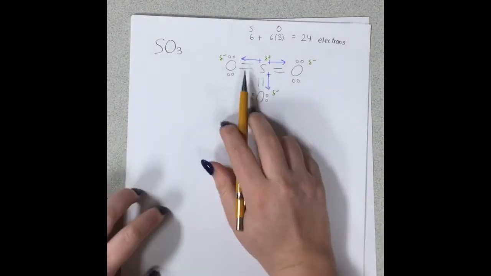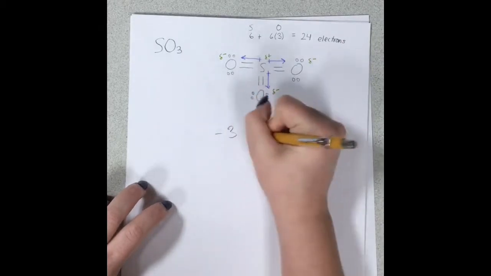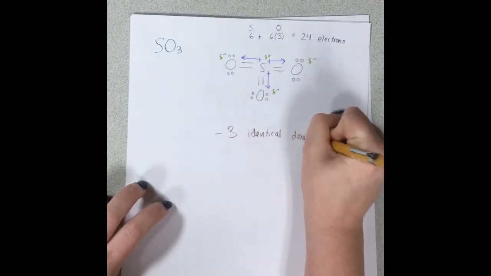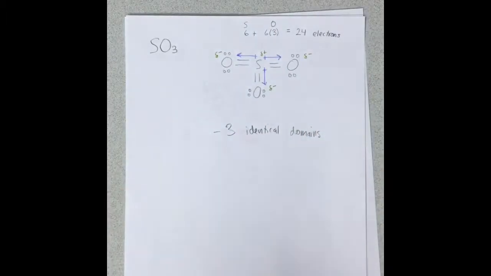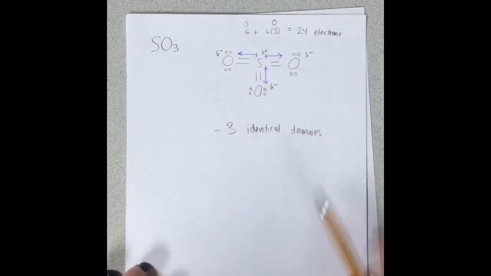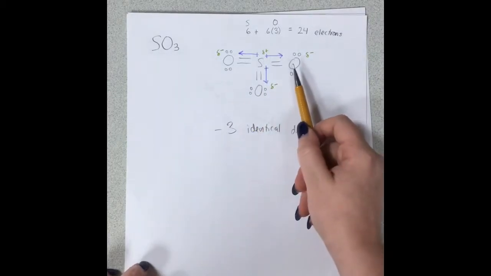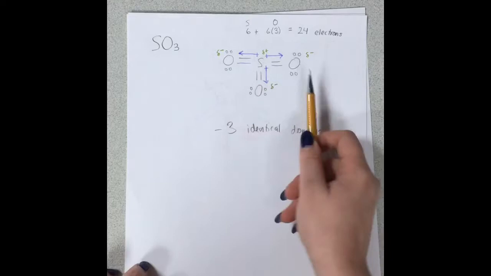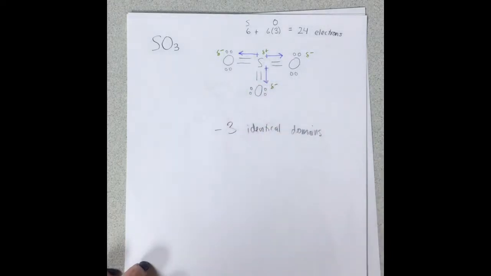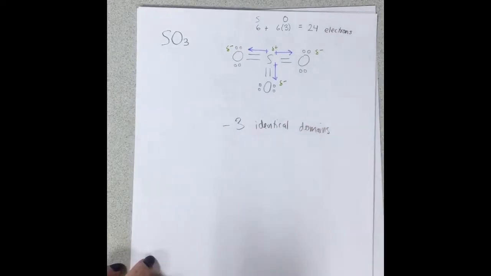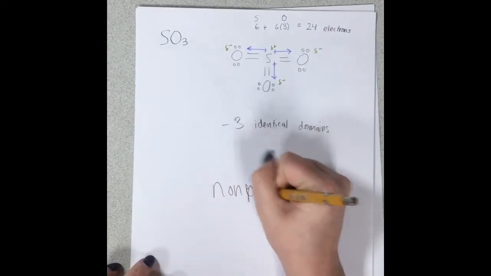And on this we see the sulfur has 3 identical domains. In this one, the bond dipoles with the positive tail at the sulfur and the negative head at the most electronegative atom, which in this case are the oxygens, are going to cancel out, making this molecule as well nonpolar.